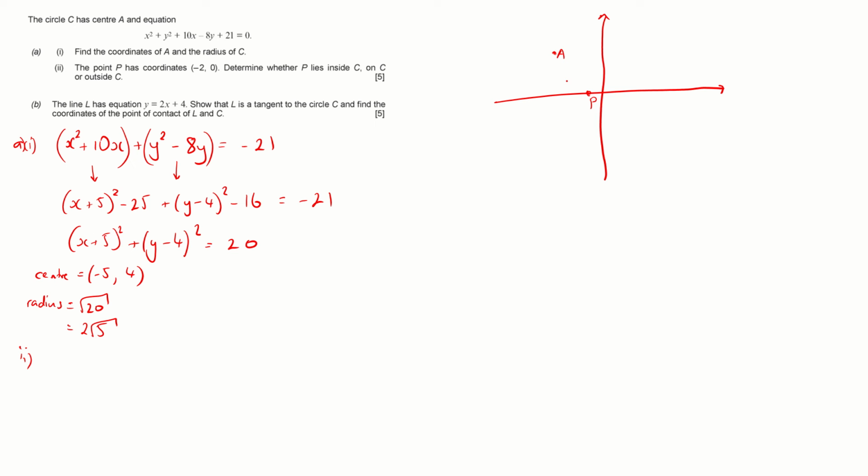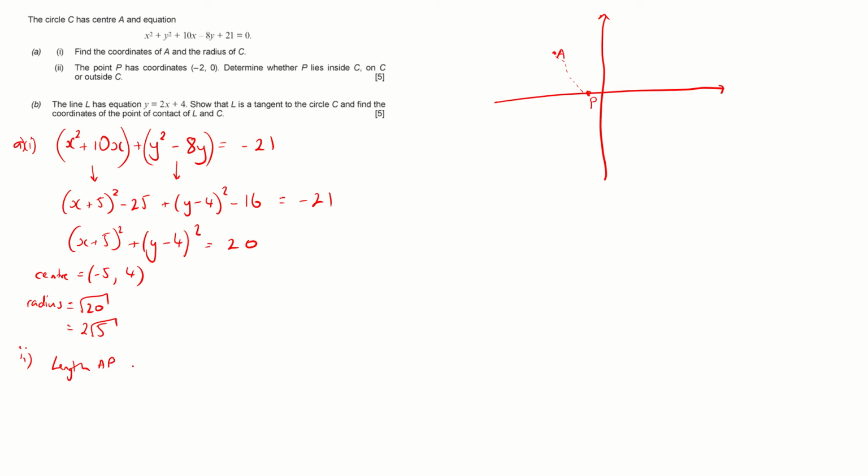Now, if I work out the distance between A and P, and that is longer than the length of the radius, then that means that P is on the outside. If it's less than the length of the radius, then it means that it's inside. And if it's equal to the length of the radius, then it's on the circle. So I need to work out the length of AP.